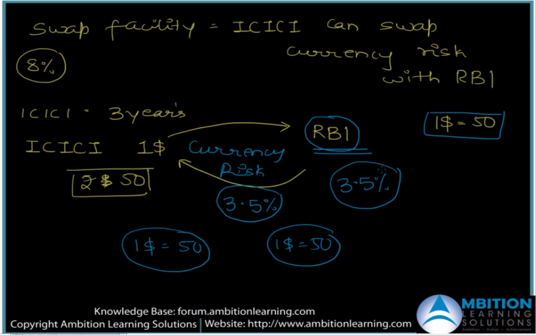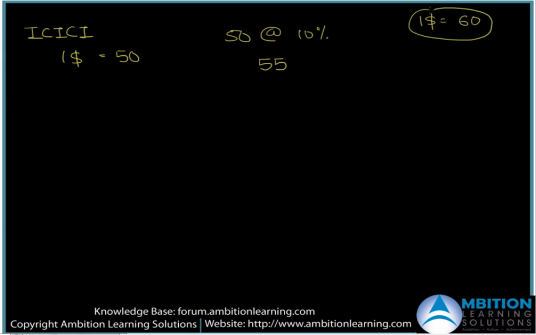Now please try and understand what happens. Suppose I am ICICI. I received $1 from my client in the US. I converted $1 into 50 rupees. I gave the 50 rupees out on interest at 10%, and received 55 rupees, where 5 rupees is my interest. Let's assume $1 is now 60 rupees.